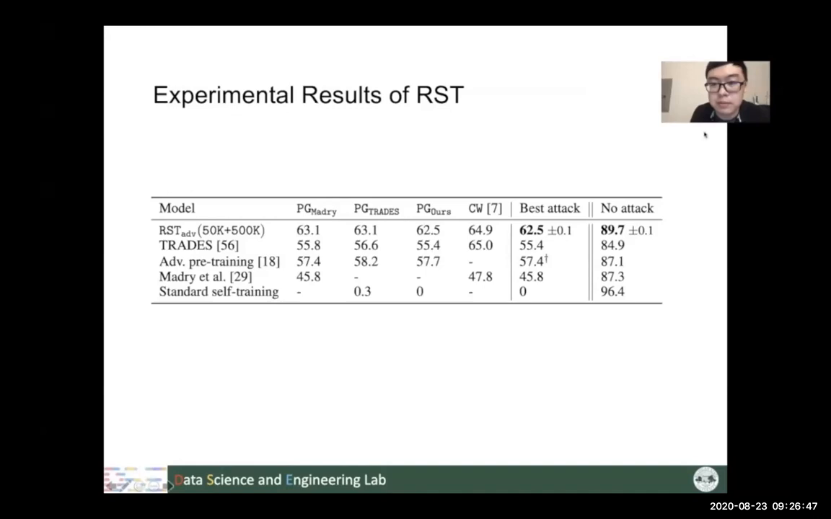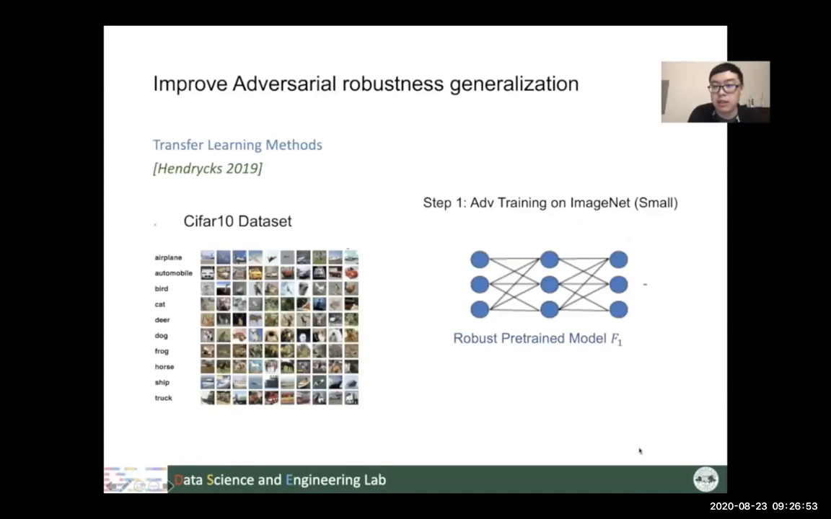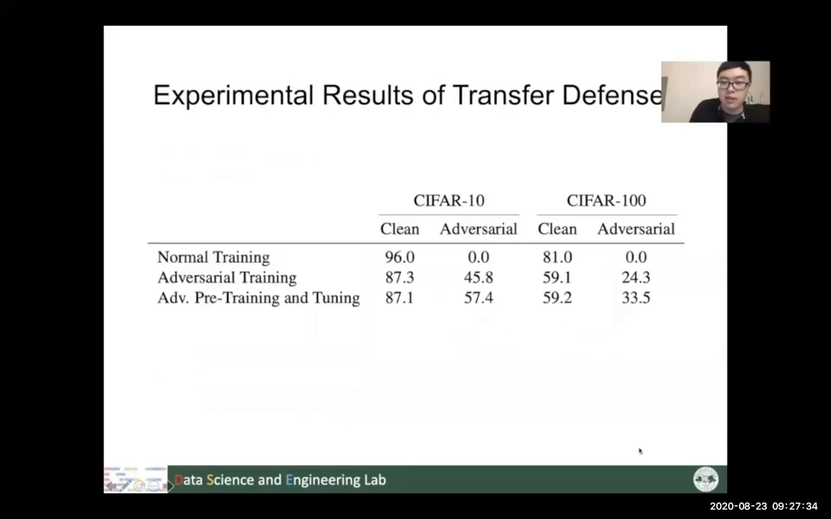And here is another work which smartly gets help from outside resources. In their proposed work, they take advantage of transfer learning. Their idea is that in the first step, they adversarially train a CNN model on a downsized ImageNet dataset. And then they use a transfer learning strategy, which fine-tunes on the CIFAR-10 dataset. By this process, they can get help from the information in the ImageNet dataset. As a result, the transferred model improves the model robustness by more than 10%.